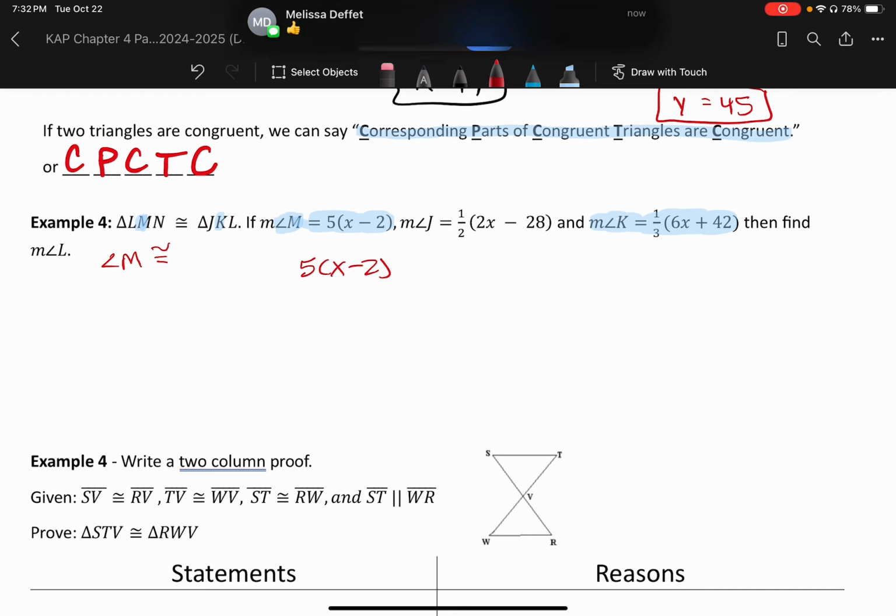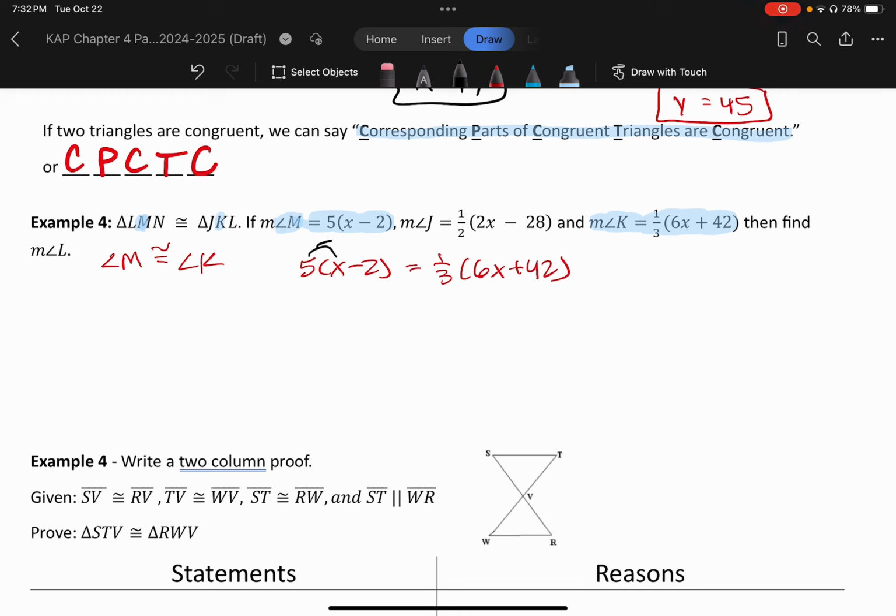Angle M is congruent to angle K is what we're saying. So if they're congruent, that means that those angles are equal to each other. We got 5 parentheses x minus 2 is equal to angle K, which is 1/3 parentheses 6x plus 42. From here, if I distribute, we're looking at 5 times x, which is 5x. 5 times negative 2 is negative 10.